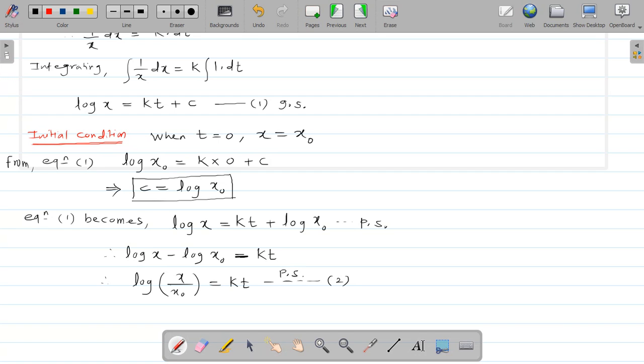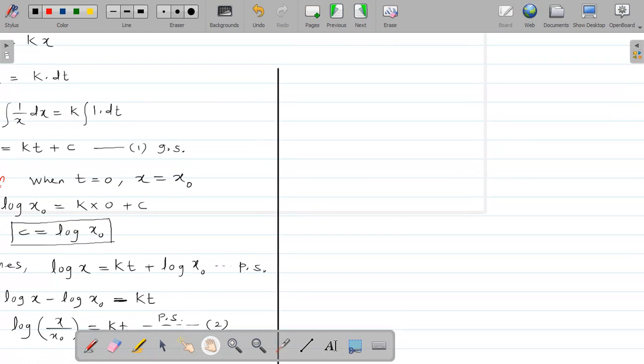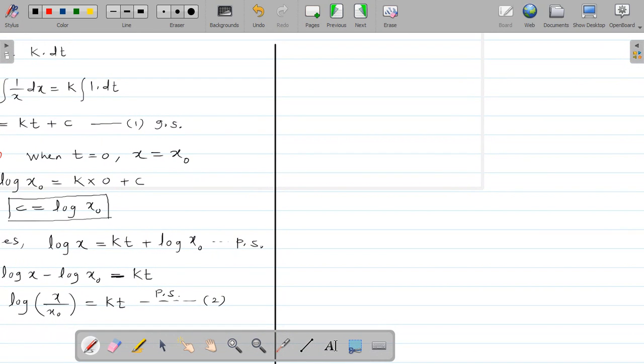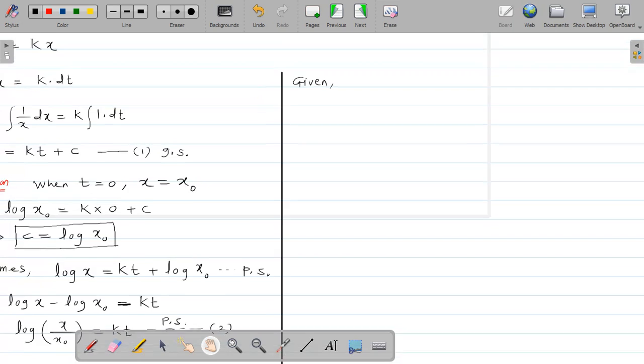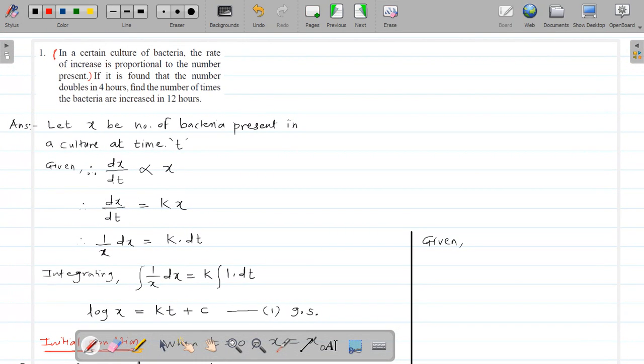This is the particular solution. Now after getting this particular solution, we will use the given part. See equation number 2. Now, what is given here? The number of bacteria, it is found that the number doubles in 4 hours.